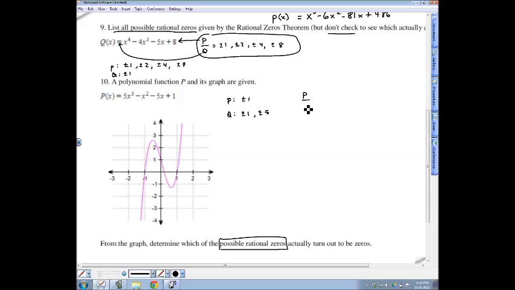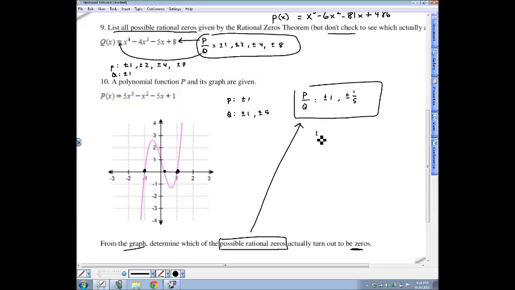So then P divided by Q, if we have 1 divided by 1, that's just 1. But then if we have 1 divided by 5, that's 1/5. So this is the list of possible rational zeros right here. It says use the graph to determine which of these actually turn out to be actual zeros. And remember, zeros are the same as x-intercepts. So we have an x-intercept here, here, and here. Do those match up with any of the values from our list of possible rational zeros?